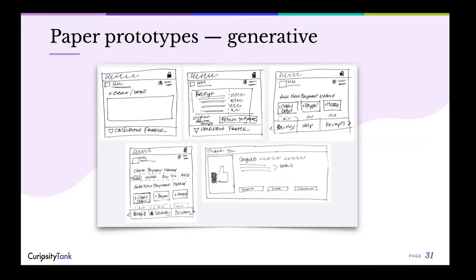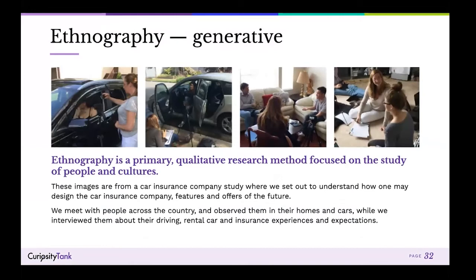All right. So these are examples from an ethnography. Now, as a reminder, an ethnography is where we're going into the field, we're going into context to really understand something. The ethnography is a primary qualitative research method, right? To understand why, to understand people and their culture.